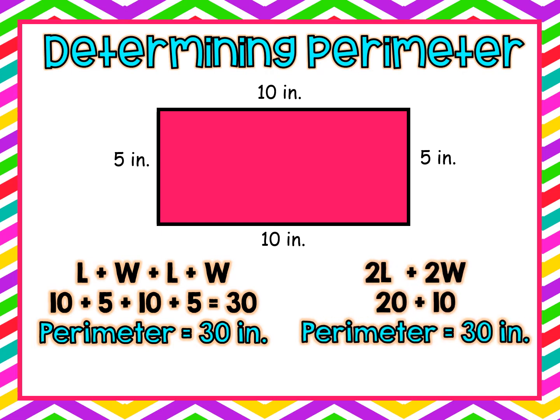I can also use the formula 2L plus 2W. 10 times 2 is 20. 5 times 2 is 10. 20 plus 10 is 30. Once again, the perimeter of this rectangle is 30 inches.